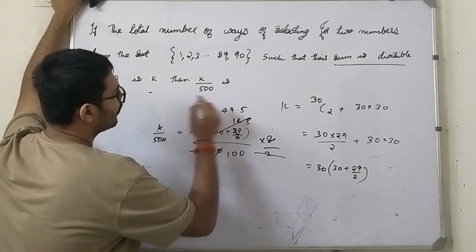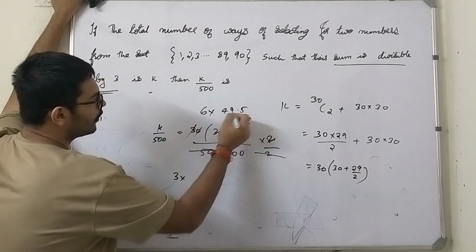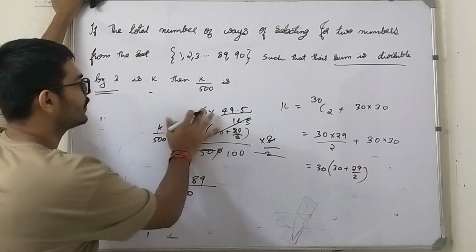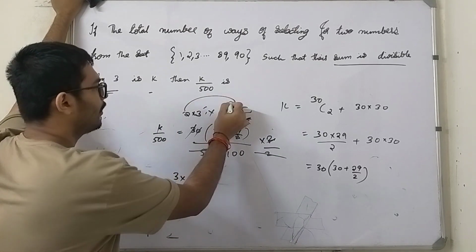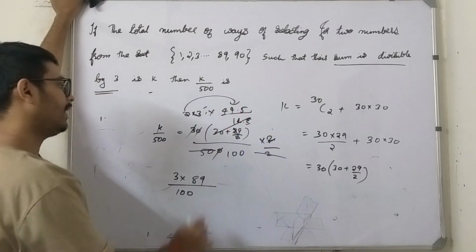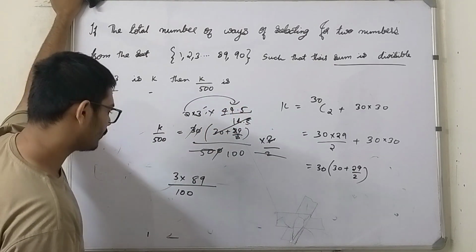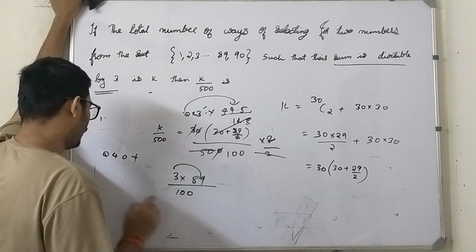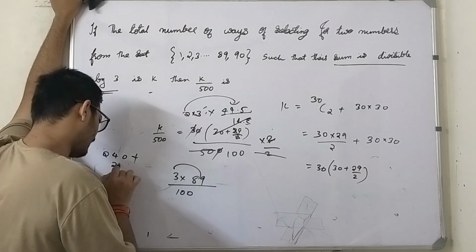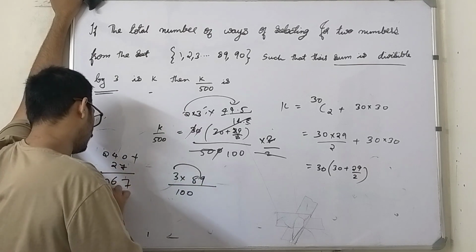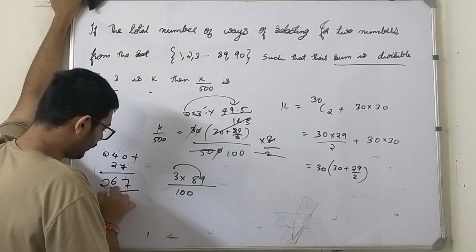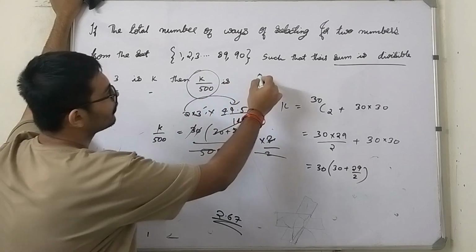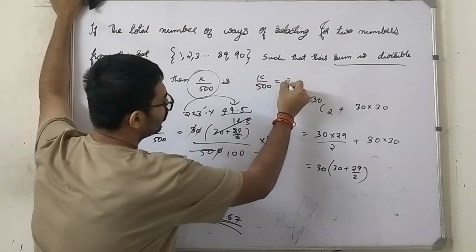So what I am doing is splitting this: 2 into 44.5 will be 89. What I have done is I have written this as 2 into 44 and then 2 into 0.5, so it will be 88 plus 1, which is 89. Now what will be the value? 3 times 80 will be 240, plus 3 times 9, what will be the value? 27. It will be 267, and if you put the decimal, it will be 2.67. So our answer is that k divided by 500 will be equal to 2.67.